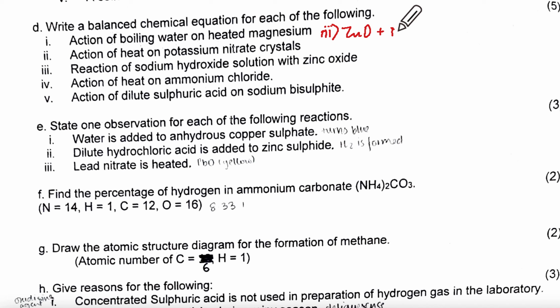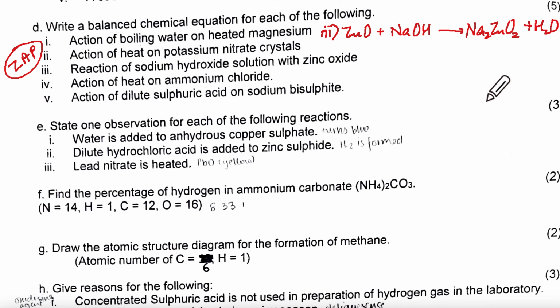ZnO plus. What do we have to know about ZnO? What does this mean? Amphoteric. So it will give you salt and water. Because acid and base give salt and water, so this and base also will give you salt. Which one? Complex salt. So Na2ZnO2 is the salt, and water means H2O. Don't say H2 will be out here.